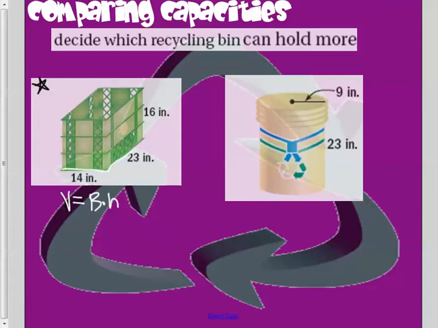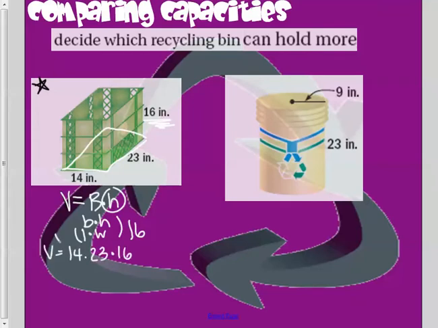In this case, our bottom layer is a rectangle. And we know that to find the area of the rectangle, we take the base times the height, or the length times the width. Okay, either one of those will work. So remember, you're taking it times the entire height of the shape, which is 16. So we take 14 times 23 times 16. Okay, make sure you recall that. Go ahead and try the rest and compare these two to decide which holds more. I'll be back in just a second to show you what I did.